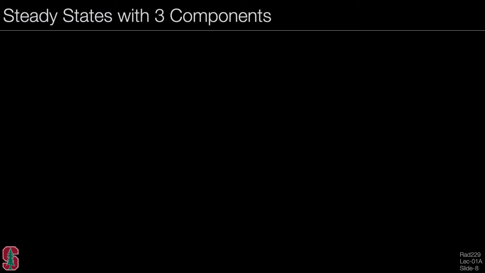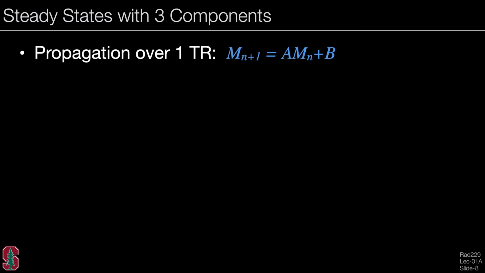Next, we will start to see the power of the matrix operations when we look at steady states that have three components. This is compared to the example we showed before where the steady state only has a single component. Recall that we can propagate over some sequence using a simple matrix expression where the magnetization over 1 TR is expressed as A times the magnetization of the previous TR plus some vector B. Notice that these can be combinations of rotations and relaxation.